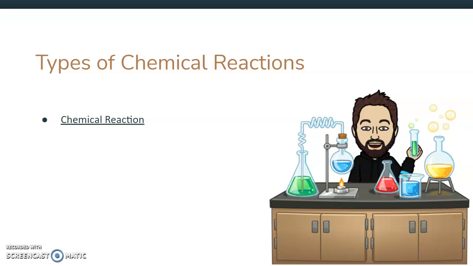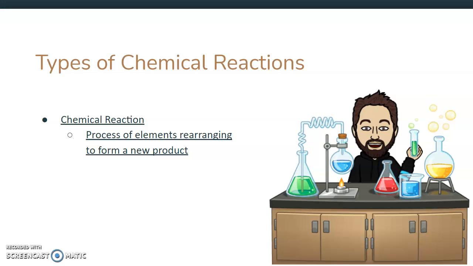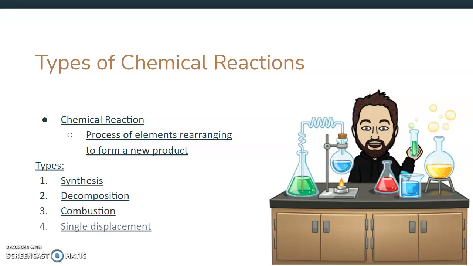to define what a chemical reaction is. A chemical reaction is a process of elements rearranging to form a new product. So, by rearranging our different elements or different compounds, we can get a new product out of it. This is all of what chemistry is. So, it's a very basic definition, and we have 5 different types. We have synthesis, decomposition, combustion, single displacement, and double displacement. So we're going to spend the rest of our lecture going into depth on each one of these types.